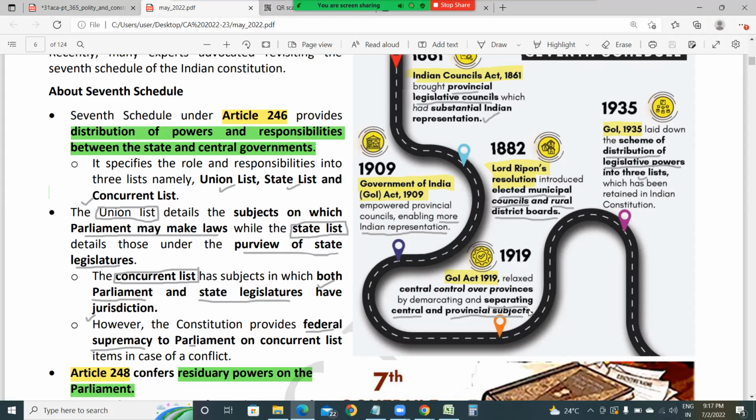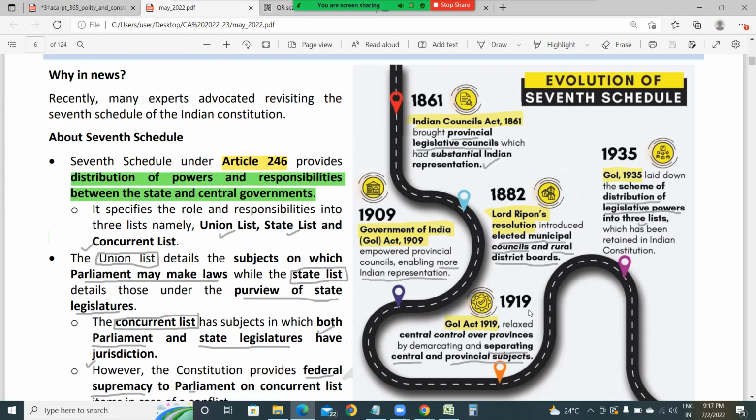central and provincial subjects. In 1935, the Government of India Act 1935 laid down the scheme of distribution of legislative powers into three lists, which has been retained in the Indian Constitution. This act is also called the mini constitution.